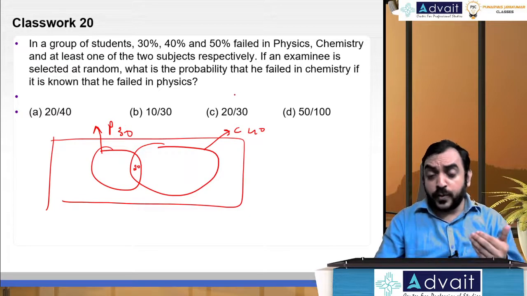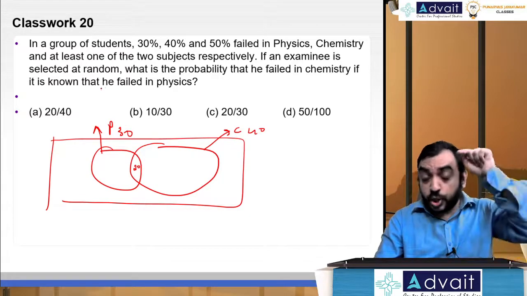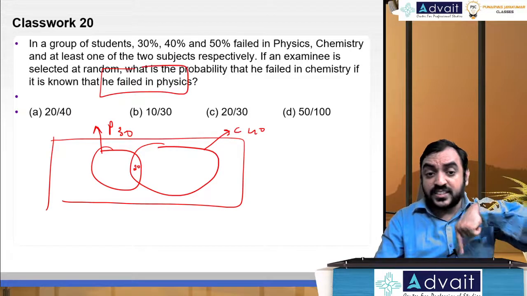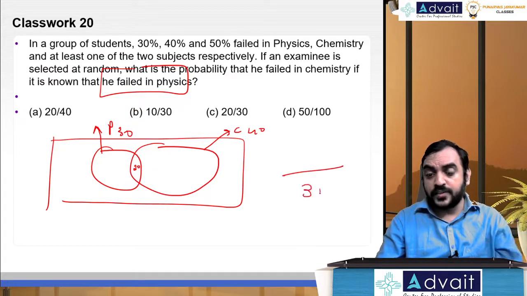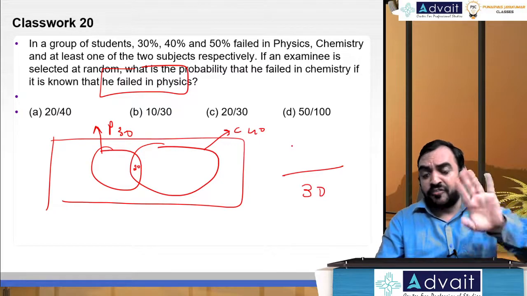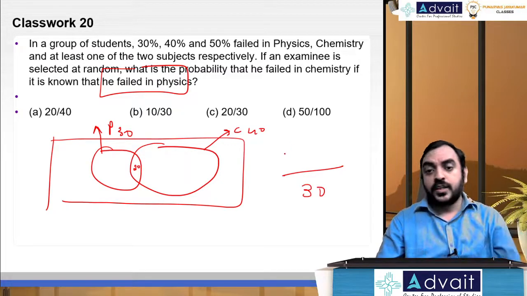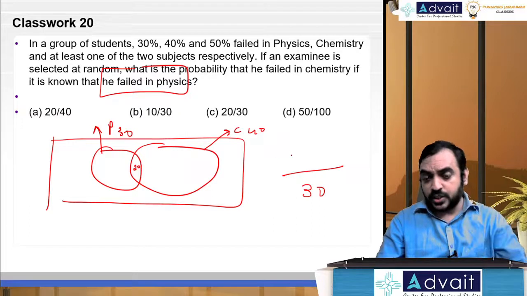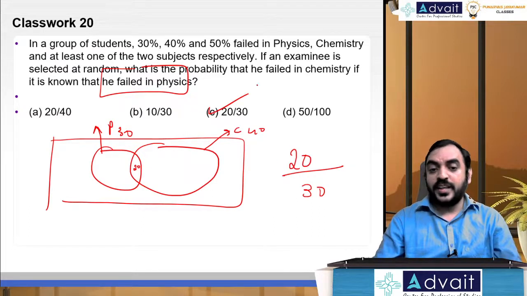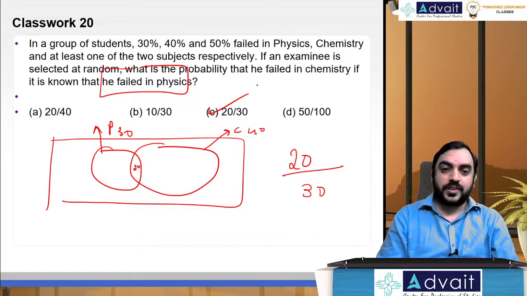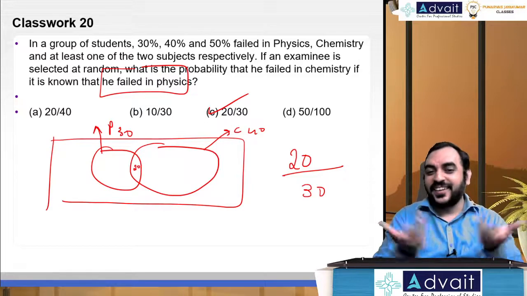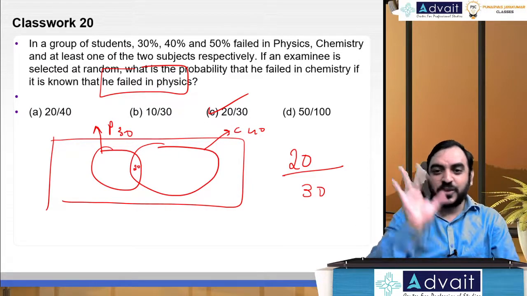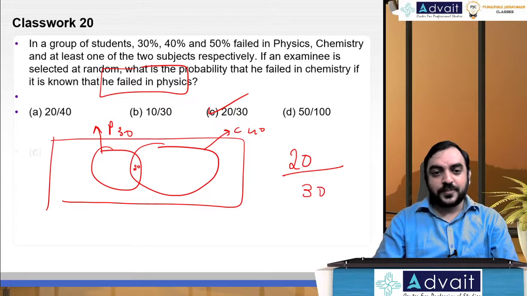Now, what is the probability he failed in chemistry, known that he failed in physics? That means it has to be out of the first box. So the denominator is 30. Out of that, how many have failed in chemistry also? That is the intersection, 20. So 20 by 30. Nothing to write actually, just the answer only you have to take. No calculations, just observation. Next.